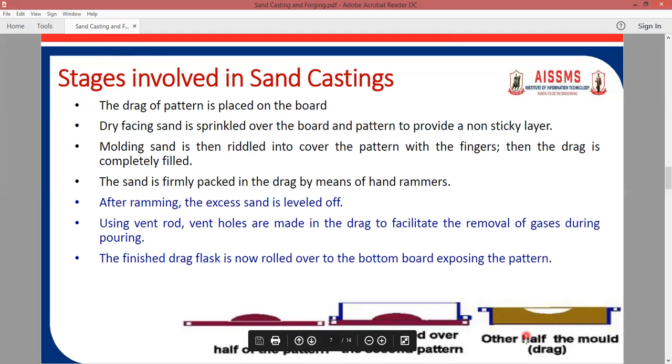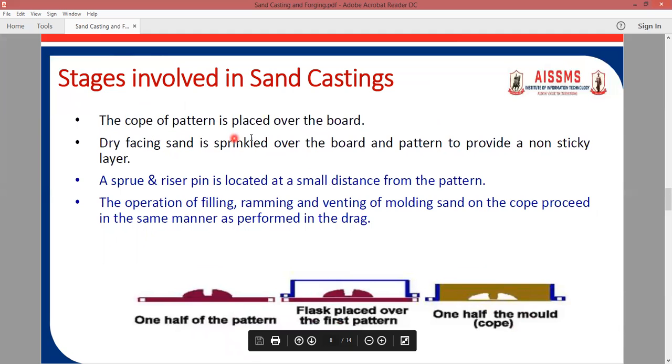Similarly, the upper box, which is the cope box, is produced in the same manner. See here, a cope pattern is placed on the board. Then after placing the cope pattern, molding sand is sprinkled. Then that molding sand gets properly rammed. And after ramming, vent holes are produced. A place for the sprue and gating system is generated. Runners and risers are generated. And this is how the cope box manufacturing takes place.